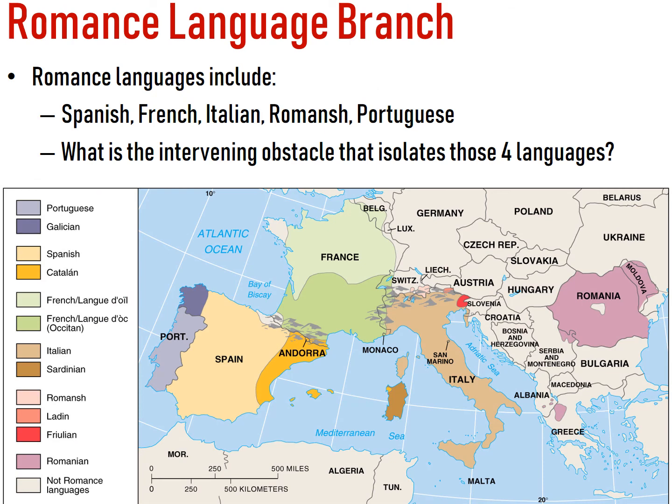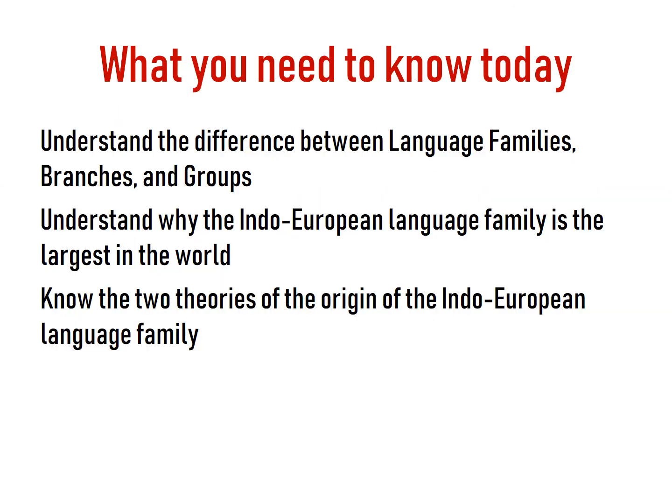And what intervening obstacle, going back to chapter 3, or migration, keeps them isolated from each other to make their own languages? They're mountains. You know what I mean? So you have these mountains in the way or just other countries in the way, and eventually people form their own languages over time. So what do you need to know today?